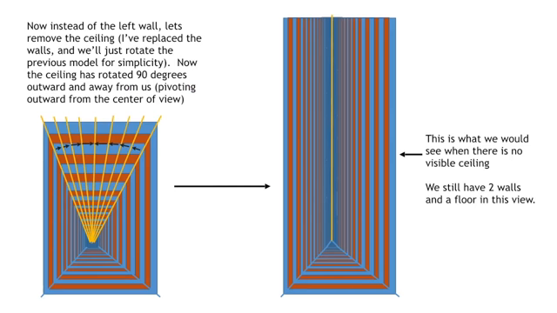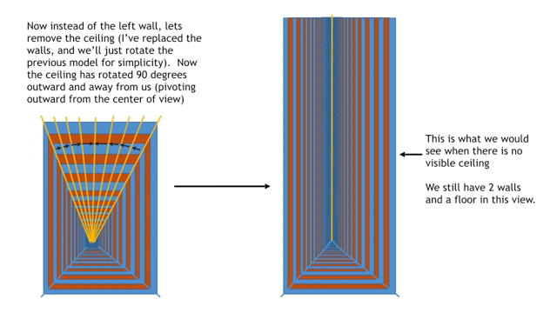So let's do this now. Instead of a left wall, let's remove the ceiling. So I've just rotated the view. I've replaced the walls, put the walls back in, and we'll just rotate the previous model to now we're rotating the ceiling outward and away from us. Now the ceiling is rotating 90 degrees outward, and it has pivoted away to become essentially a horizontal, or in this case a vertical line.